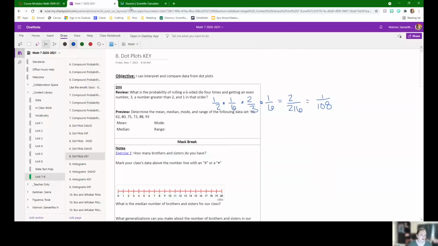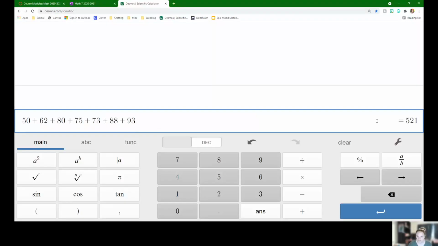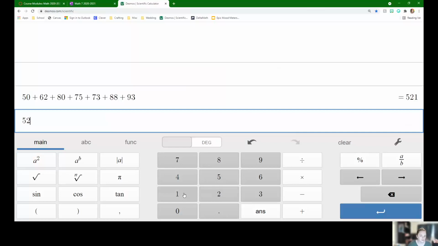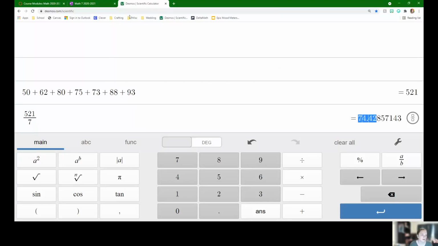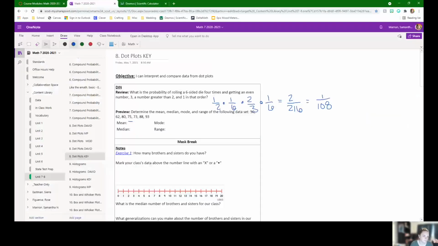Okay, so the mean, we have to add them up and divide by the number of numbers. So I already started adding them up and I got 521. So now there are 7 numbers, so we need to do 521 divided by 7. We can round this to 74.43. So now we can put the numbers in order and it will help us with median, mode, and range. So the smallest is 50, then 62, 73, 75, 80, 88, 93. So range is biggest minus smallest. 93 minus 50 would be 43. Mode, nothing's repeated, so there's no mode. And now median, we just have to find the middle. And that would be 75.